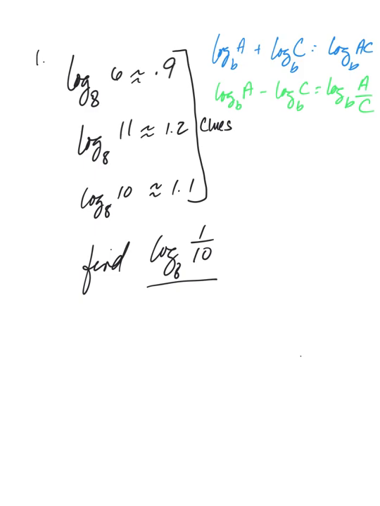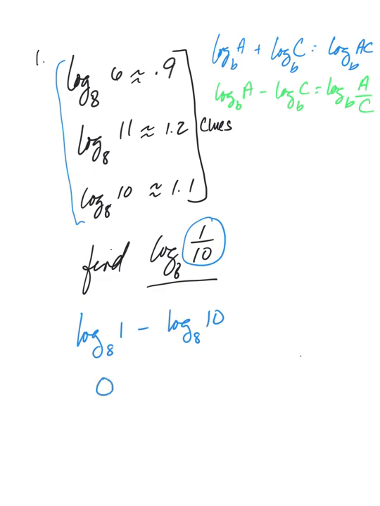So, since we have division, 1 over 10 is 1 divided by 10, that's the same as the log base 8 of 1 minus the log base 8 of 10. On the log base 8 of 1, I don't see log base 8 of 1 up here anywhere. Do you? As the clues? But I do know, what exponent do I need to put on an 8 to get to 1? To equal 1? 0. So this is equal to 0. The exponent you have to put on a number to equal 1 is 0. 8 to the 0 equals 1.